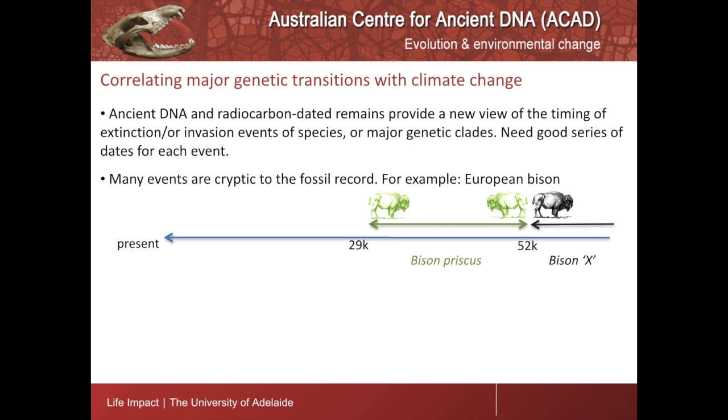Suddenly, between 52 and 29,000 years, all across Europe, we see your standard steppe bison, the thing that occurs across Russia and Alaska. That's all over the place between 52 and 29,000. After 29,000, you're back to this.